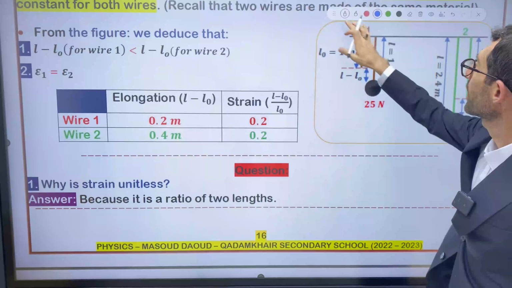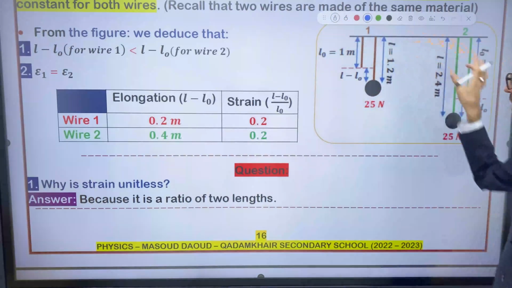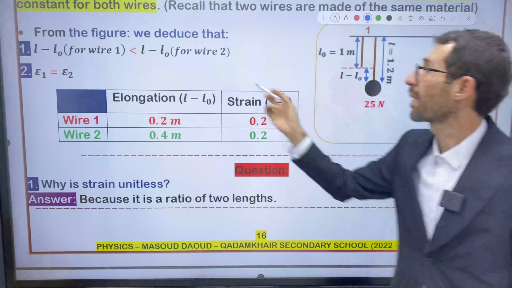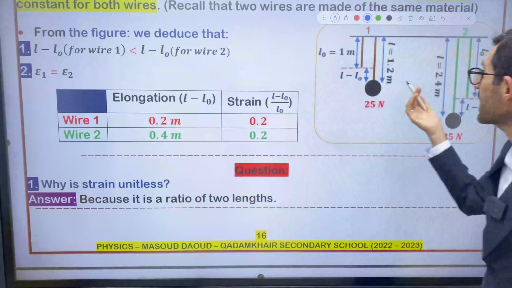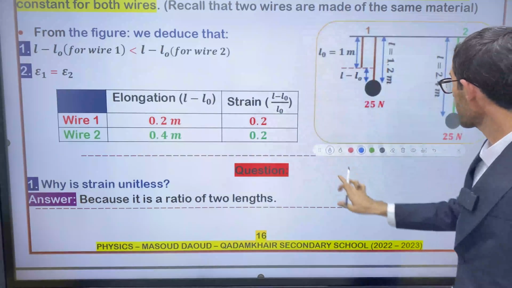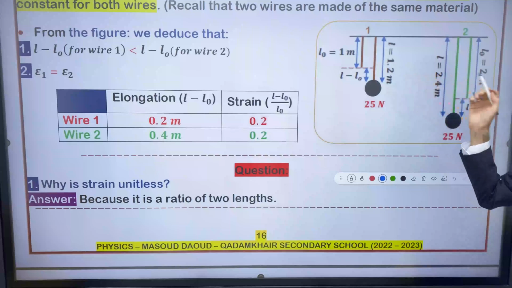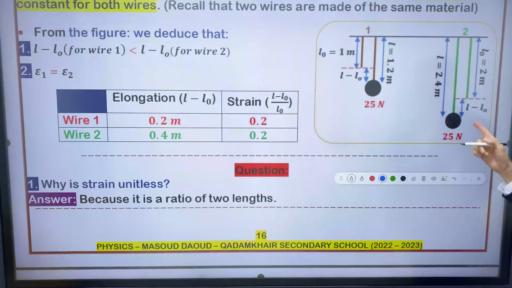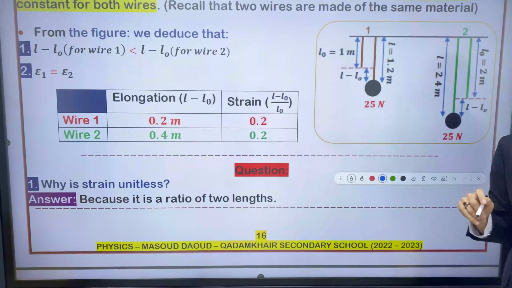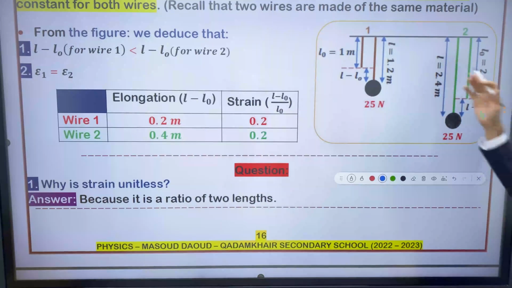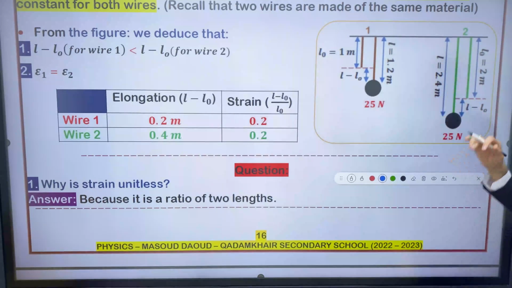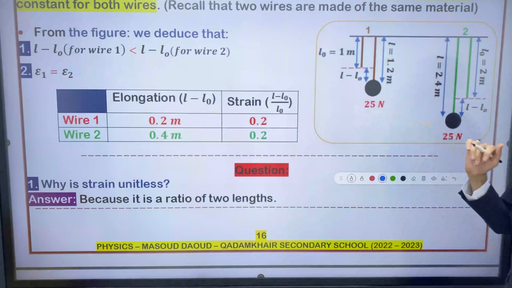So we have a figure, right? We have a graph here. From the figure, we deduce that. What does the figure talk about? It talks about two wires. These wires have the same thickness. They undergo the same tension, but they have different lengths. Wire number 2 is longer than wire number 1, right?